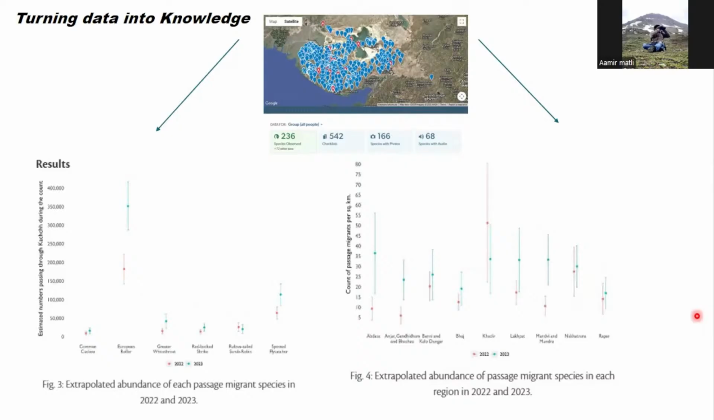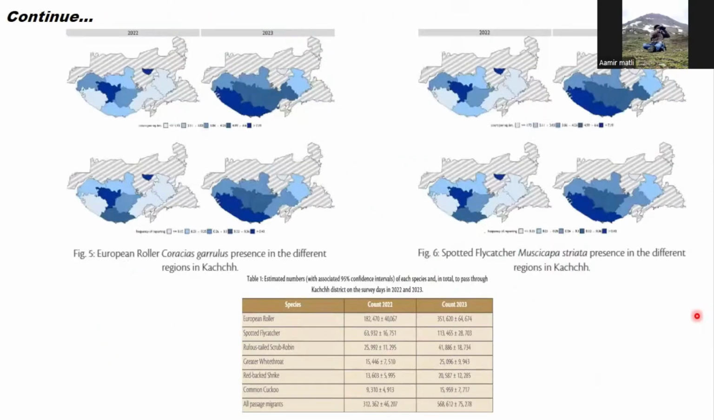Similarly, we estimated the count for other species like the spotted flycatcher, rufous-tailed scrub robin, greater white-throat, red-backed shrike, and common cuckoo. When mapped, the results also reveal fascinating patterns. The spotted flycatcher showed distinct concentrations in southern districts of Kachchh. You can see the maps for spotted flycatcher over here.